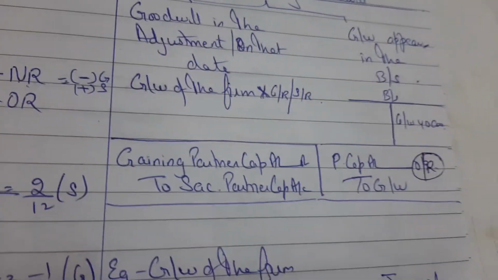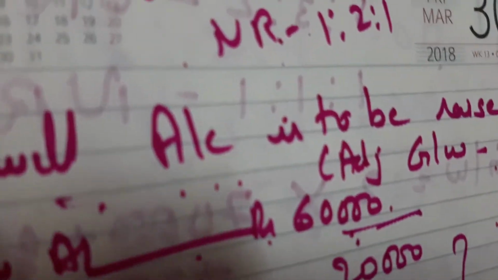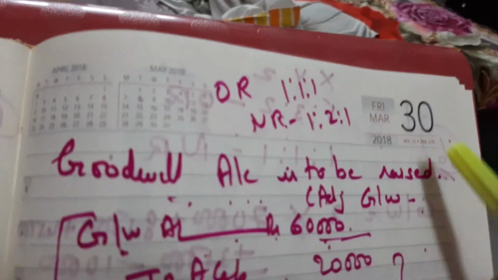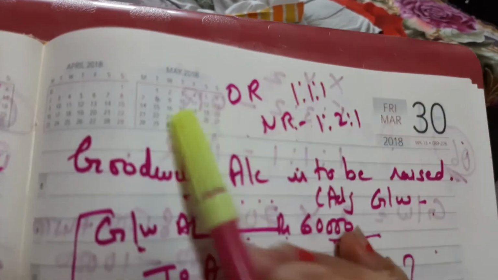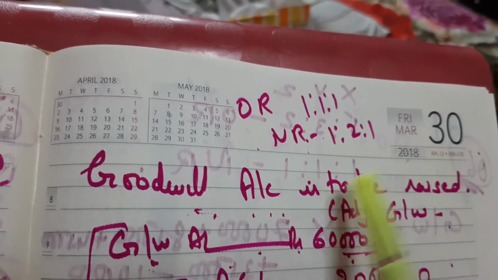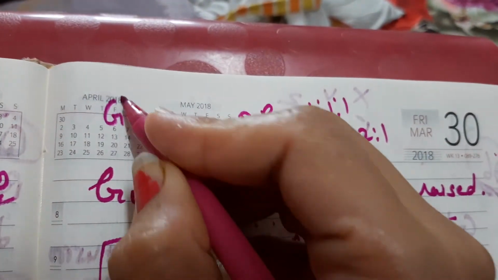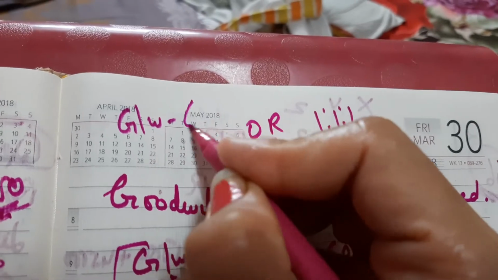Now let me take another case when it is given that goodwill account is to be raised. So let us take a new case. I'm changing the ratios. The old ratio was 1:1:1. The new ratio is 1:2:1. And goodwill of the firm is 60,000.